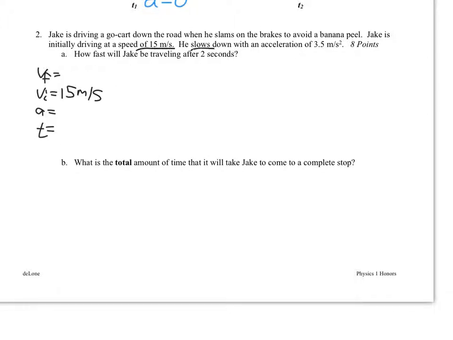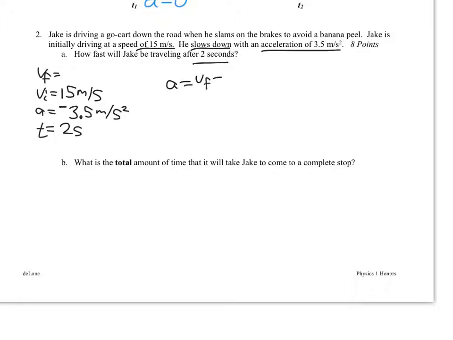And then he slows down with an acceleration of 3.5 meters per second squared. So that tells me two things. One, my acceleration is 3.5 meters per second squared, and the fact that he's slowing down means my acceleration is opposite my velocity, so I'm going to make it negative. First question says, how fast will I be traveling after 2 seconds? So I'll put that in as my time.